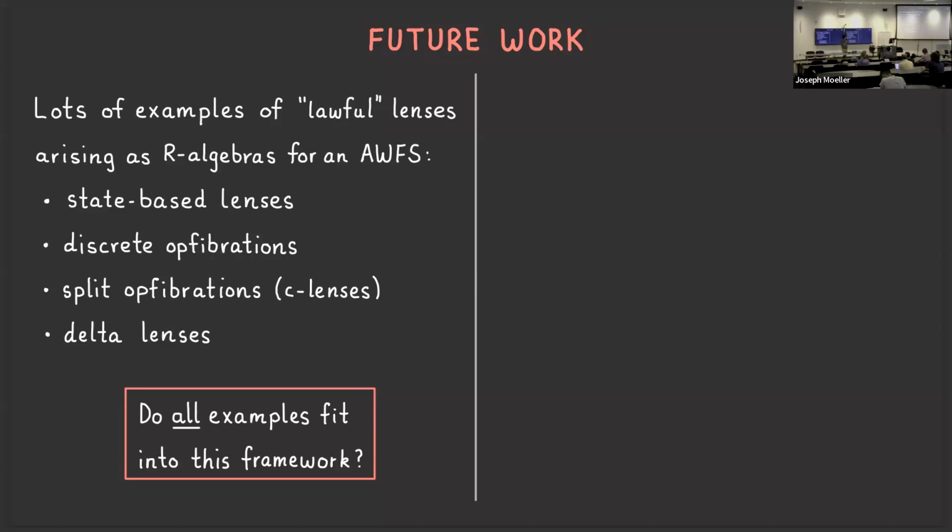Conversely, we could take arbitrary algebraic weak factorisation systems and look at their right class, the R-algebras, and see if this gives a useful notion of lens. We also have a way of cofibrantly generating algebraic weak factorisation systems by some class of morphisms that we'd like to lift against. And so this could be another way of generating lenses of interest.